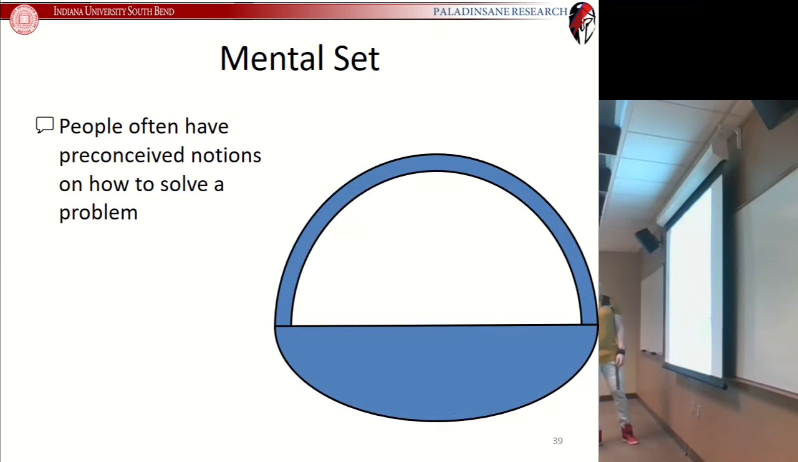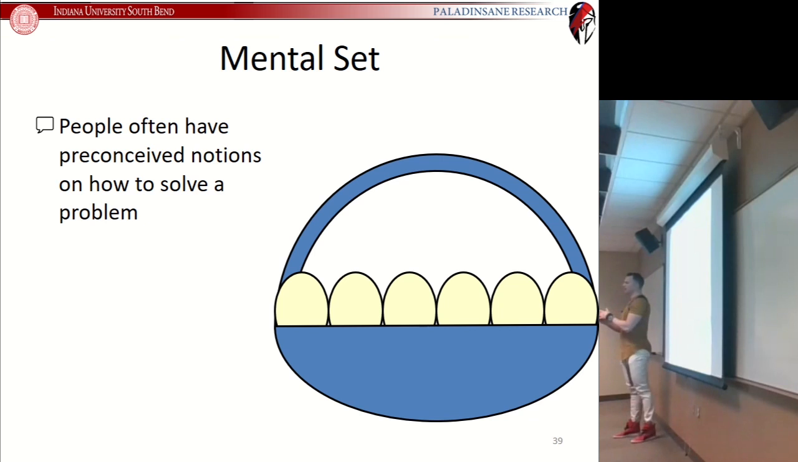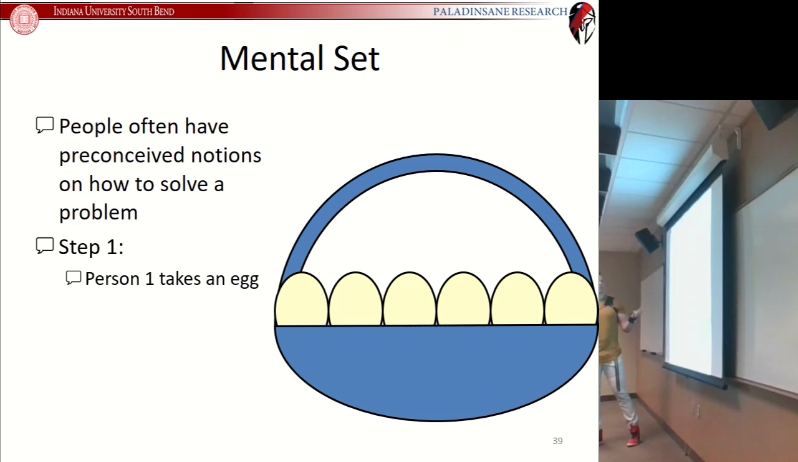So you've got your basket there, you've got your six eggs, and you need to get to a state where everybody has an egg. That's basically your goal. You want to get to the goal where all six people have taken one egg. Right now you've got six eggs in the basket, nobody with an egg, so you're far away from your goal. And you start to solve it step by step. So the first step, step number one, you say, all right, person number one takes an egg.